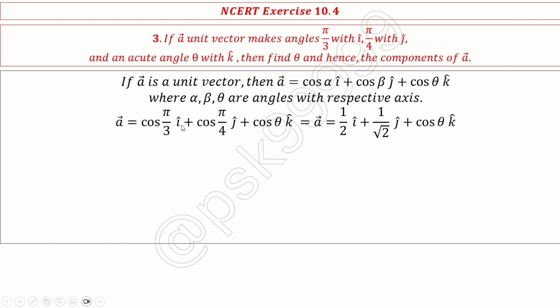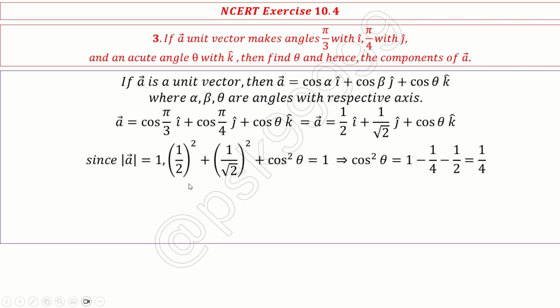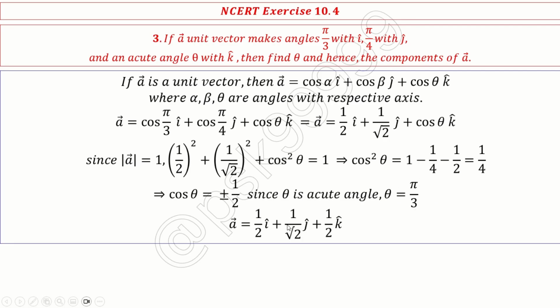So if I substitute cos pi by 3 i plus cos pi by 4 j plus cos theta k, which is equal to 1 by 2 i plus 1 by root 2 j plus cos theta k, and its magnitude is 1 because it's a unit vector. So you take the magnitude and equate it to 1. What you will get is cos square theta equal to 1 by 4, or cos theta equal to plus or minus half. Since theta is the acute angle, theta equal to pi by 3. This is the only angle possible. So with this, if I substitute, these are the three components, and this is the vector. And theta is pi by 3. Next.